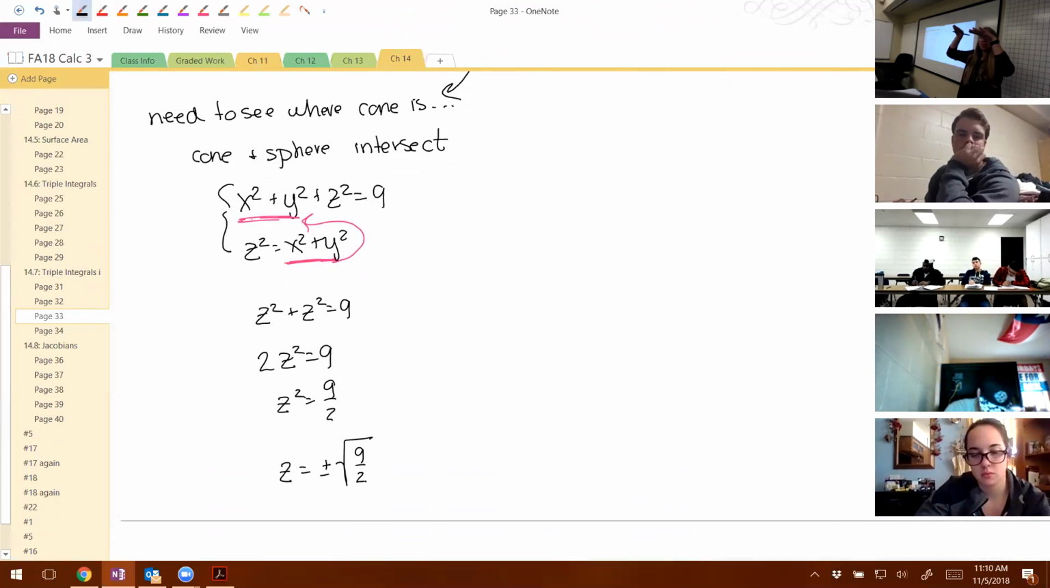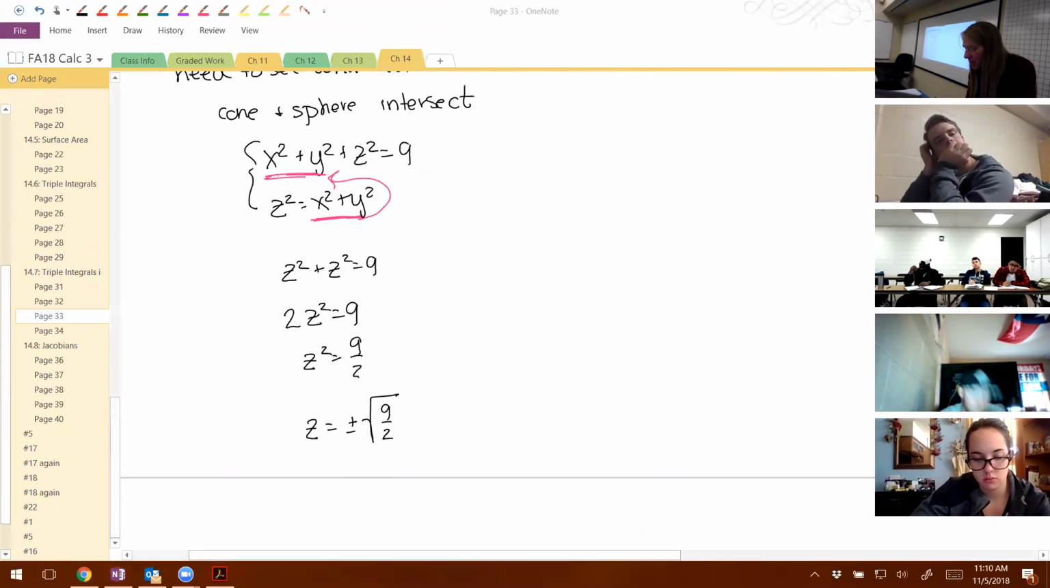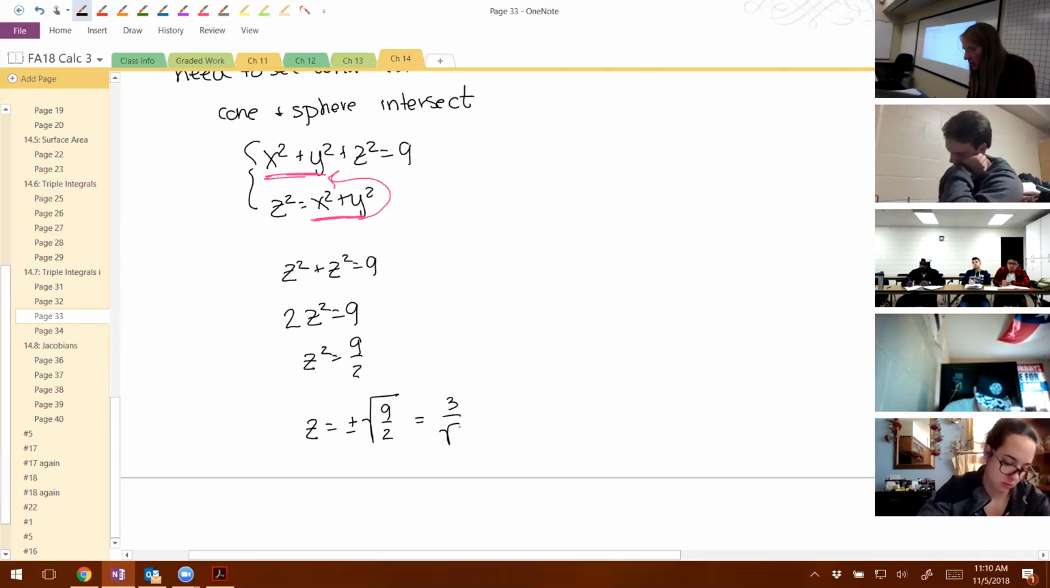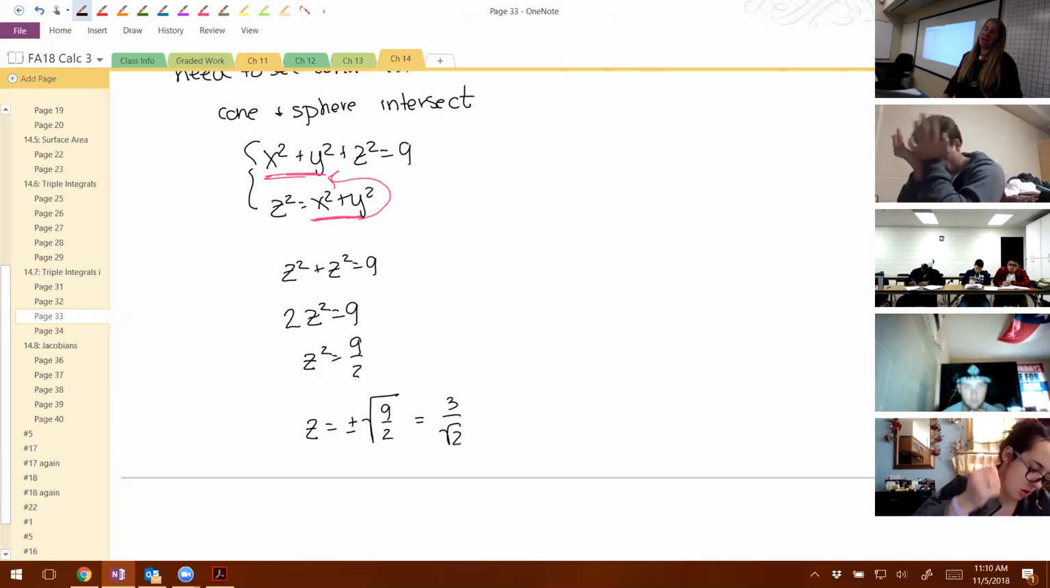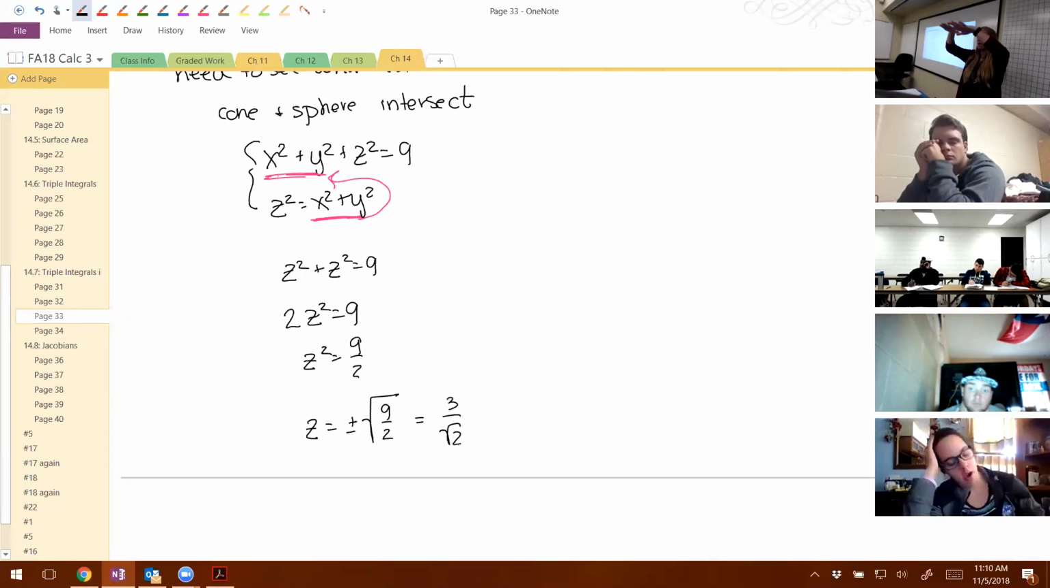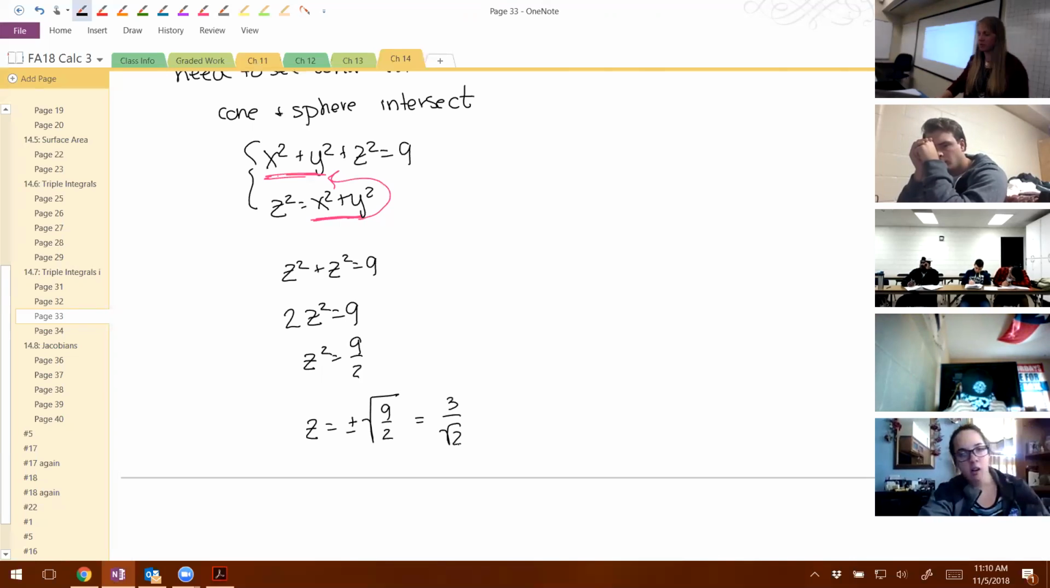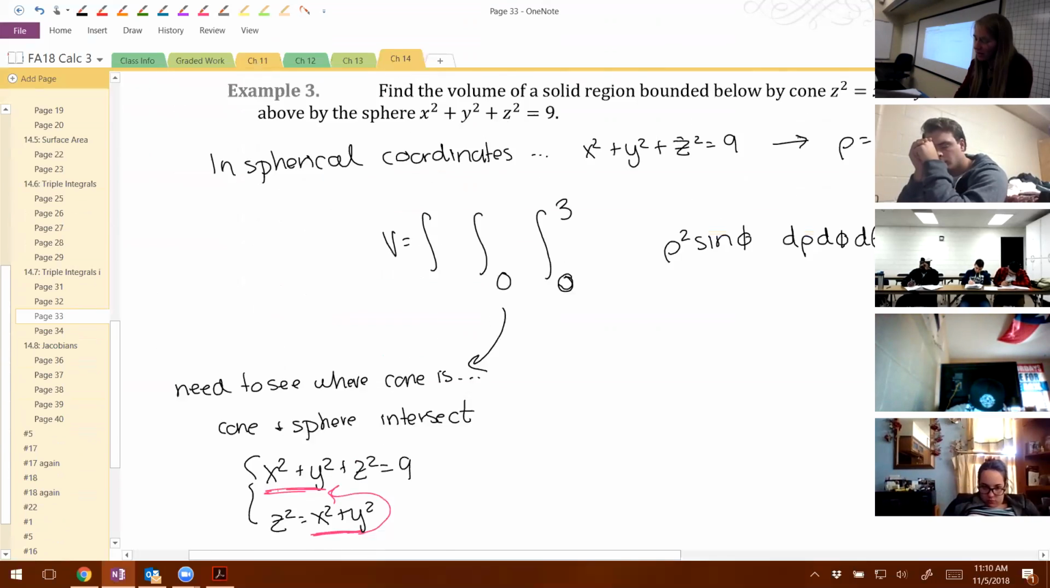If z was negative, we'd be underneath it, and we can tell from looking at our picture that we are on the top portion of this, so we're not caring about the negative square root. We just want the positive. If I reduce this a little bit, we can write that as 3 over square root of 2, or if you want to rationalize, 3 root 2 over 2 is okay also. So all this is saying is that where this cone and this sphere intersect, the region I care about, is on the plane z equals 3 over square root of 2, which still doesn't tell me what phi is equal to, which is really what I want to know.